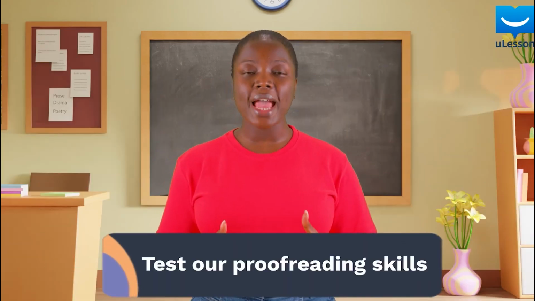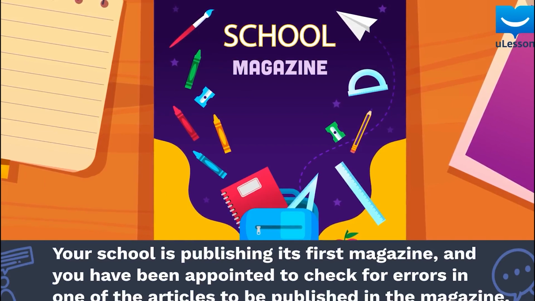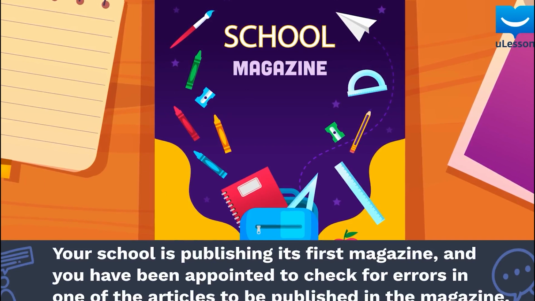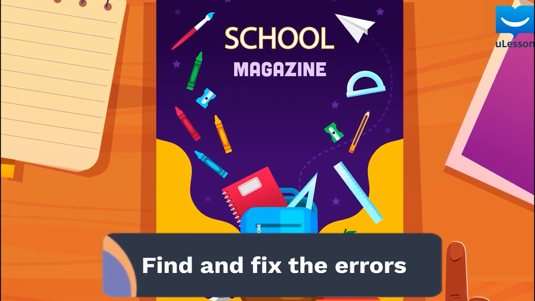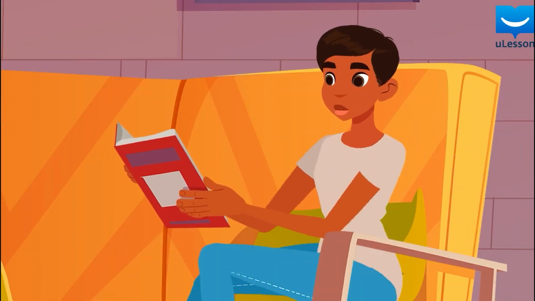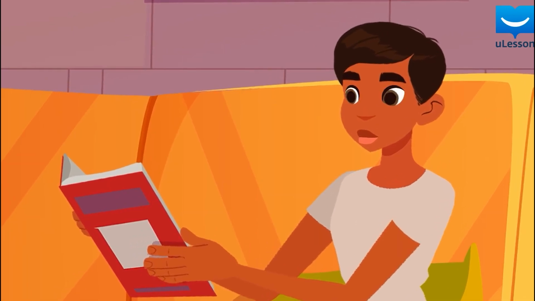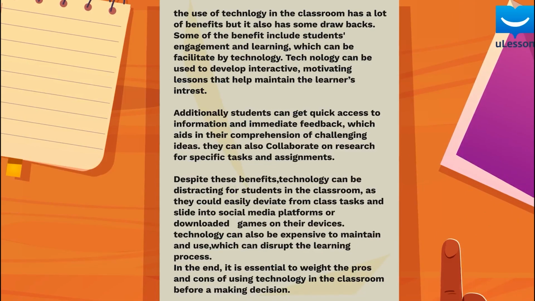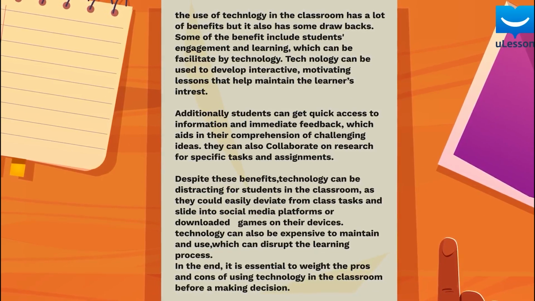In this lesson, we will test our proofreading skills by reading and making necessary corrections to texts. Now, let's practice with this. Your school is publishing its first magazine, and you have been appointed to check for errors in one of the articles to be published in the magazine. Find and fix the errors. Before you answer, read the entire text carefully. You may read aloud if possible, but be careful enough to spot every error. You could pause the lesson to allow you ample time to read, identify, and correct the errors.